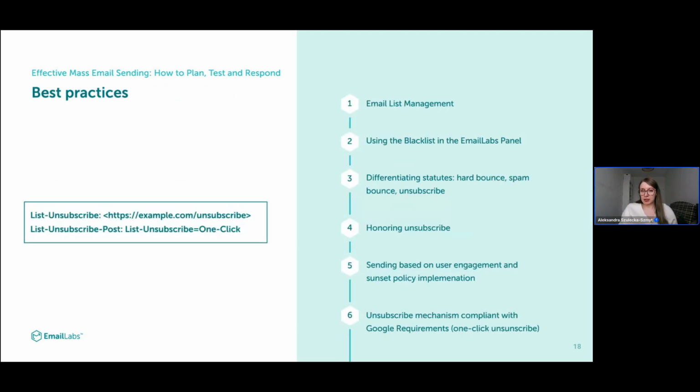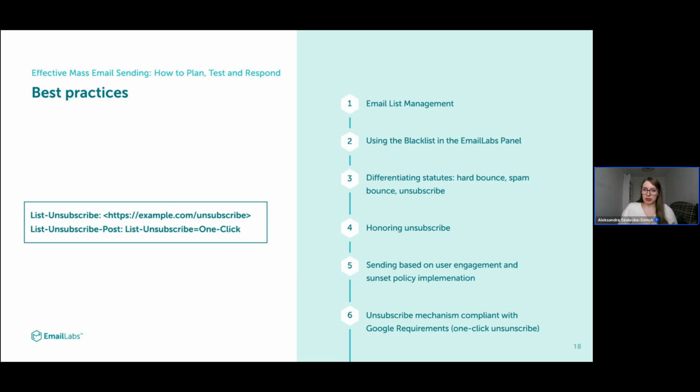The other best practices in sending emails in general is, of course, email list management, deleting the addresses that previously got hard bounces. If you are using email apps, we advise you to use the blacklist report in email apps panel. On the blacklist report, you can see the email addresses that received either hard bounce, unsubscribed status, or spam complaint.